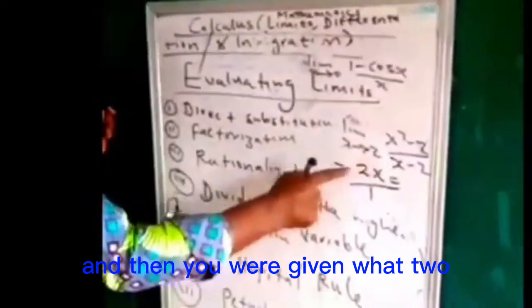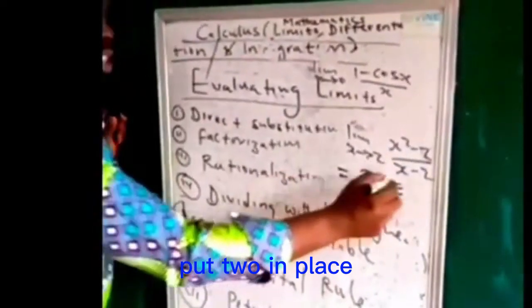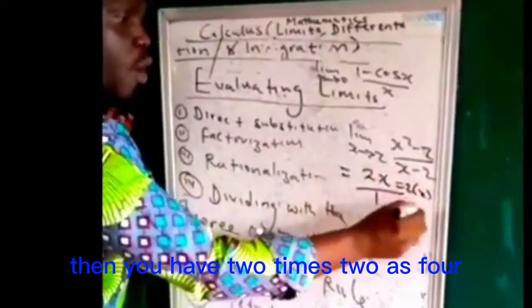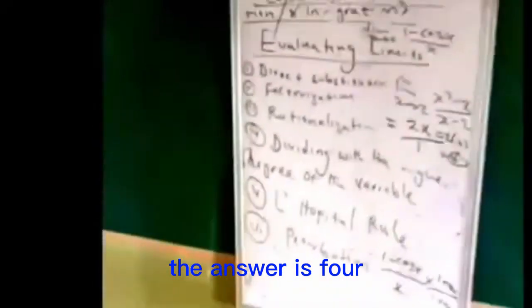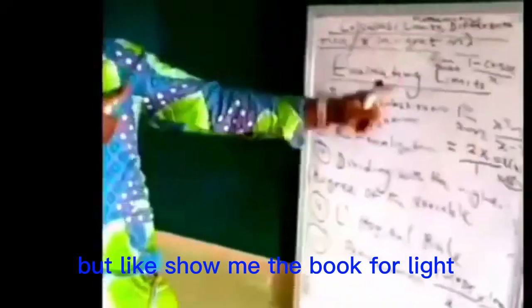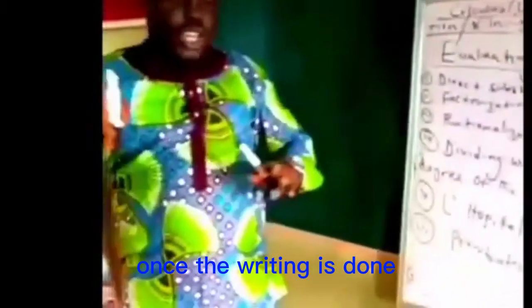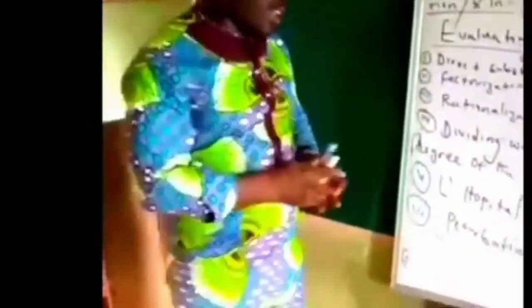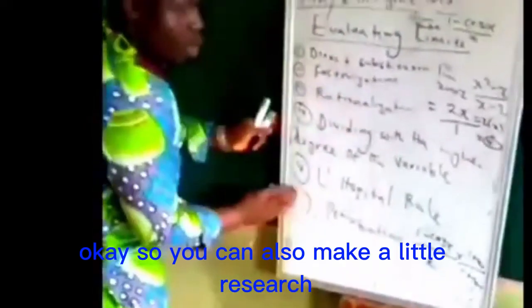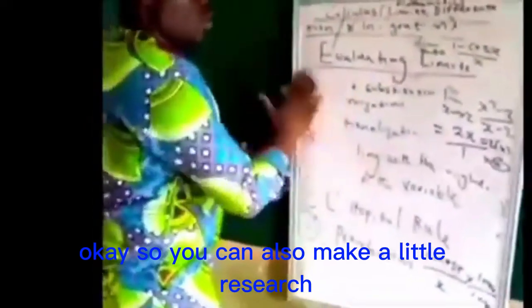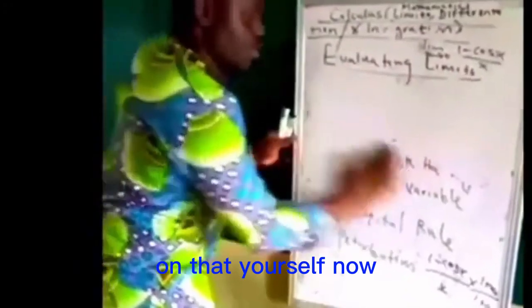And then you were given what? 2. Put 2 in place. Then you have 2 times 2. That's 4. So the answer is 4. And remember when I used the factorization method, I got 4, right? That's to tell you that no cheating. Once the right thing is done, you are arriving at the same answer. Beautiful. Okay, so for the perturbation method, you can also make a little research on that yourself.